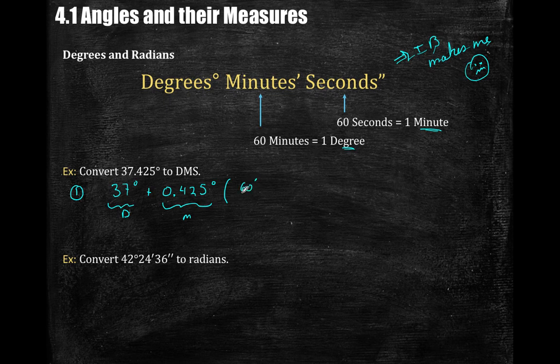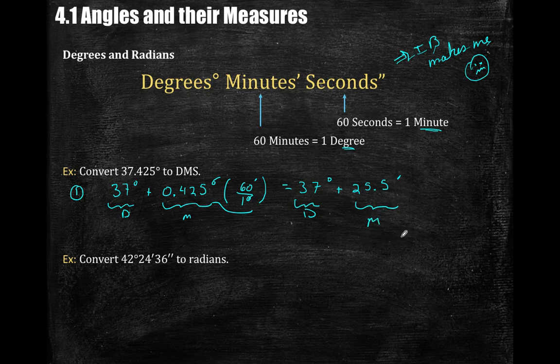60 minutes is to 1 degree, as 0.425 degrees is to how many minutes? So again, these degrees are going to cancel out, and I'm going to be left with 37 degrees plus, and I got my calculator out, 25.5 minutes. So here I have degrees, and now I got my minutes.